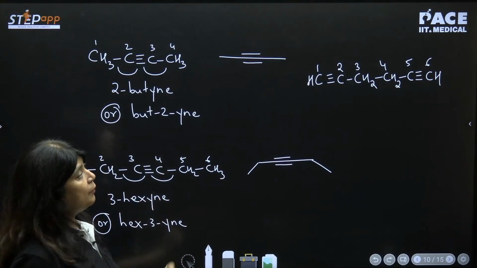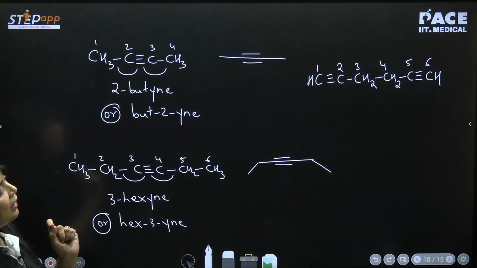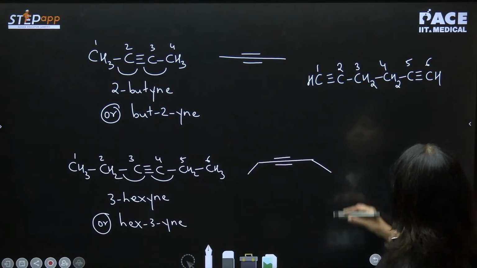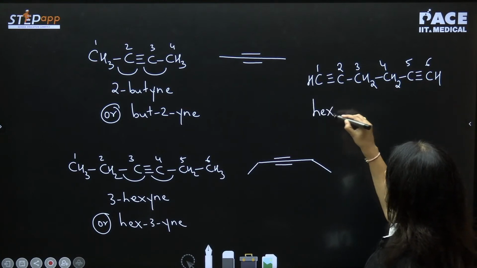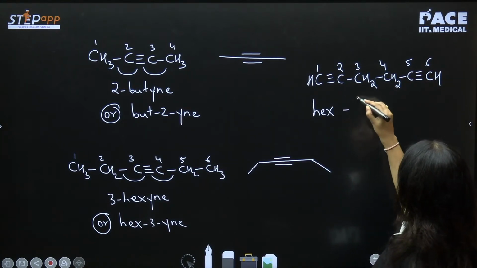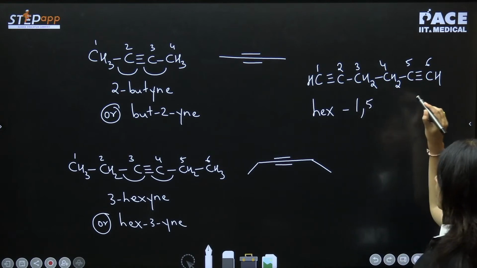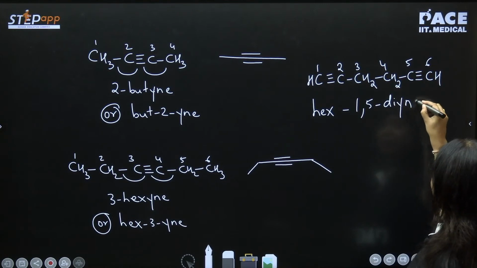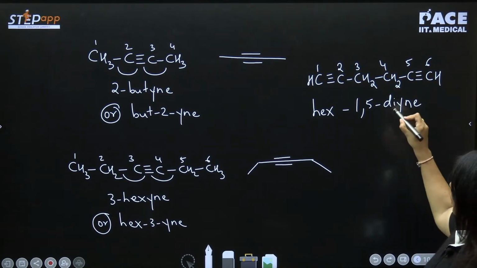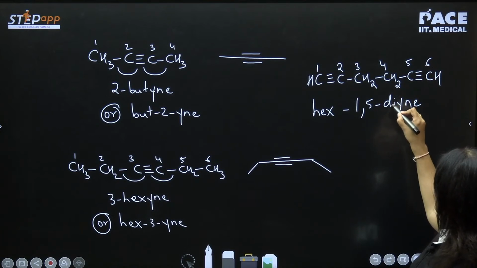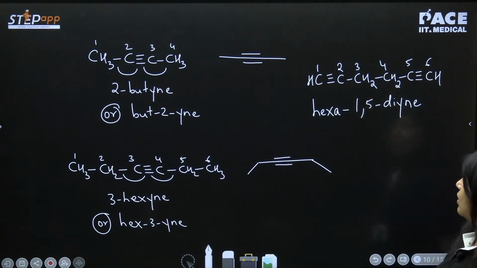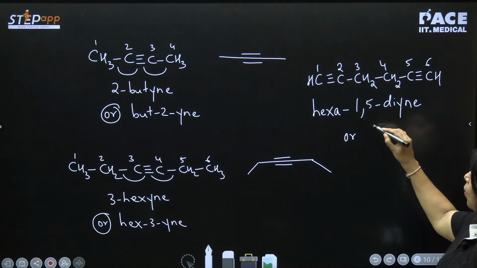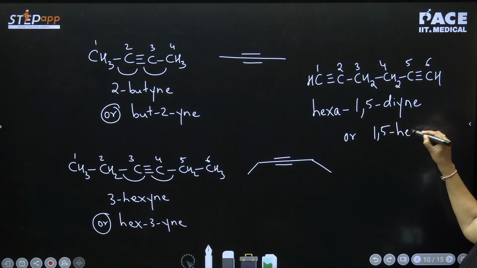The positions where the triple bonds are present is carbon 1 and carbon 5. There are in all 6 carbon atoms, so the root word for this compound is going to be hex. Again, on the first carbon and the fifth carbon, you have two triple bonds. So it is going to be named as diyne. Now, this is beginning with a D, so I'll have to add the letter A. So the name becomes hexa-1,5-diyne, or you could also write it as 1,5-hexadiyne.